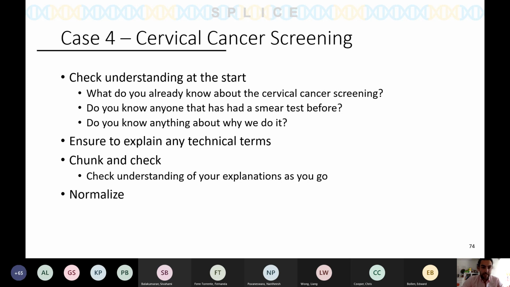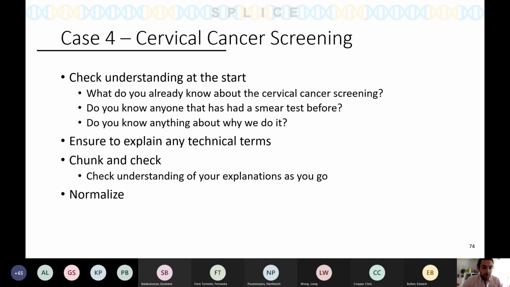Make sure you explain any technical terms. I'm a bit guilty of this. I use jargon quite a lot and then find myself explaining what it means. And I've been asked as well in a history or a station, what does this mean? So it's important to remember that not everyone knows what these terms are.